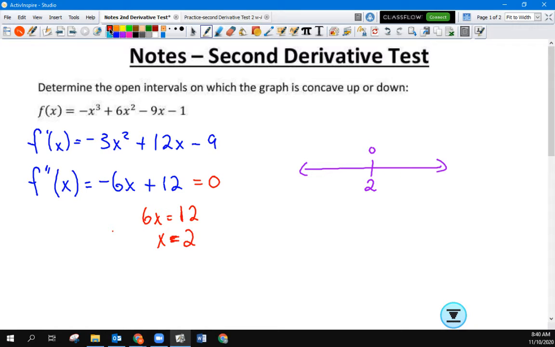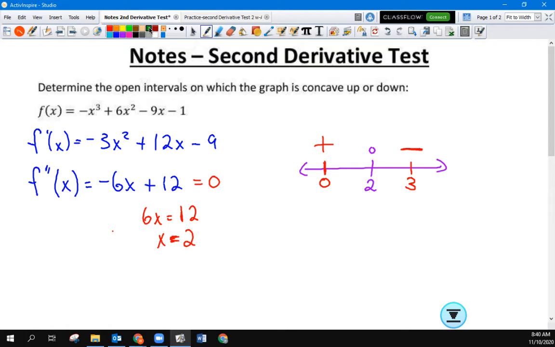And we are now going to test our second derivative. Since it's a second derivative test, we are going to plug these values into our second derivative, hence the name second derivative test. So we plug in 0. When we plug in 0, we get positive 12. Then we're going to plug in 3. When we plug in 3, we get negative 18 plus 12, which is negative. So on one side of 2, my second derivative is positive. On the other side of 2, it's negative.